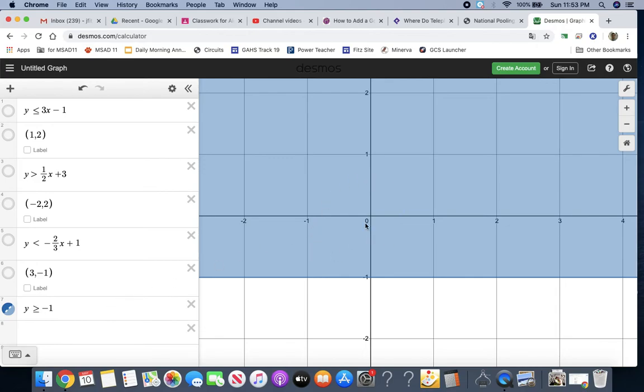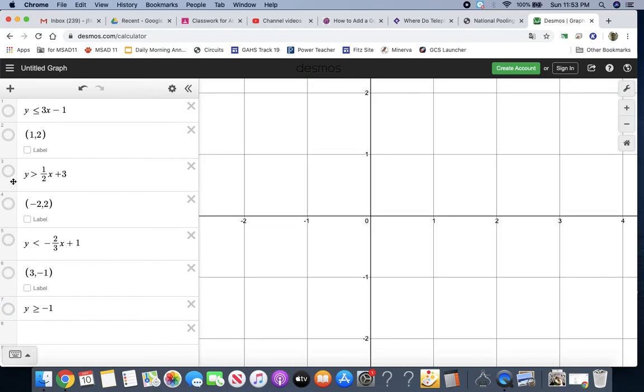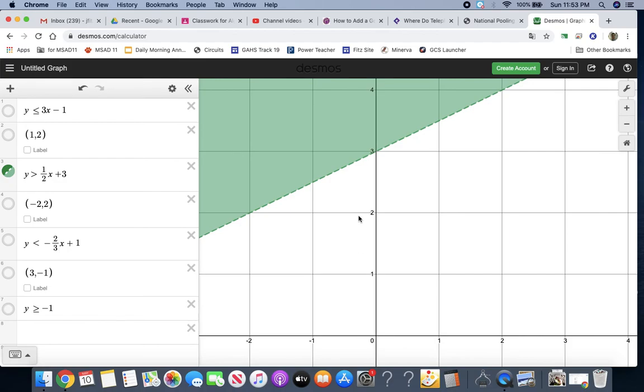So now we can see from all of our examples exactly what to do, whether you're shading above or below. Both of the ones that were greater than were shaded above. So greater than or equal to, I shaded above. When I was up here at greater than, I shaded above. So whatever point I started with, you go up, and that's the shaded section.